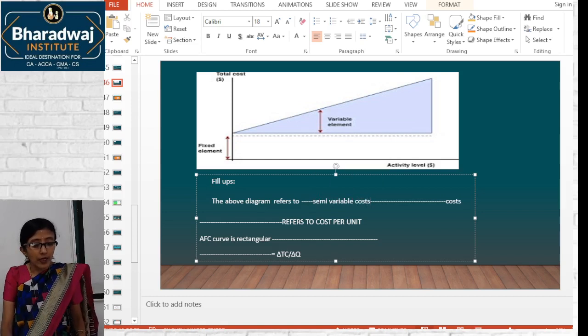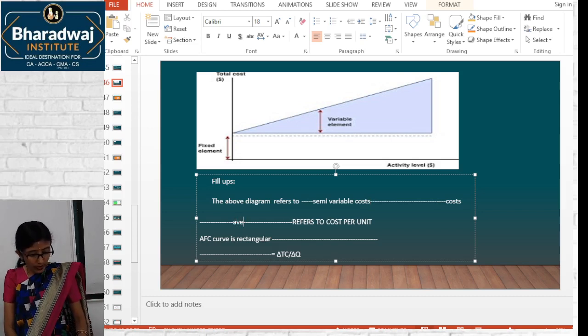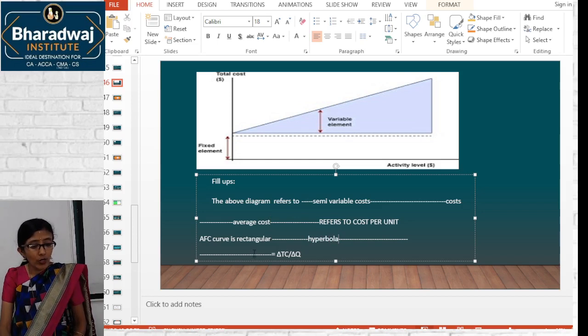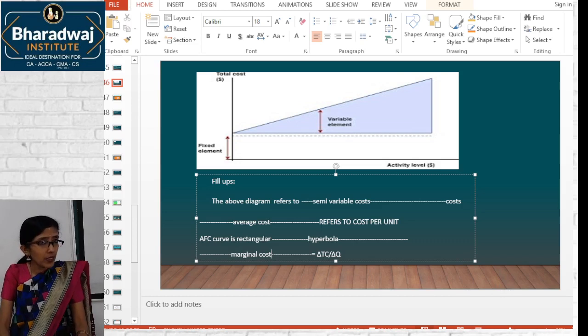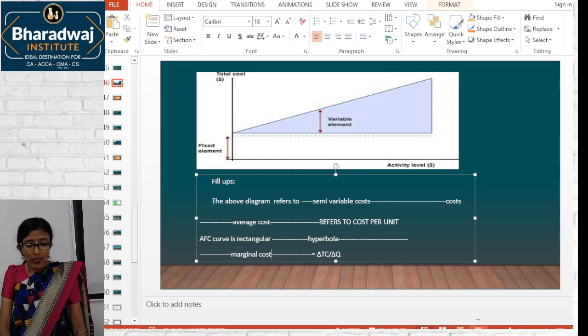Okay. Then dash refers to cost per unit, average cost, isn't it? Average cost is defined as cost per unit. AFC is a rectangular hyperbola. Dash is equal to delta TC by delta Q. It is marginal cost. Were you able to work out this correctly? Did you get the answer for this correctly? Yes or no? Got the answers? Yes, have you filled up the answer, those who didn't get it correct? Yes. So let's go to the next one.